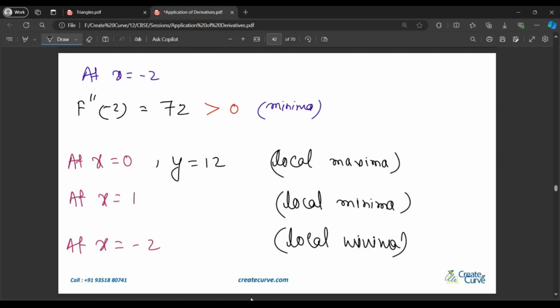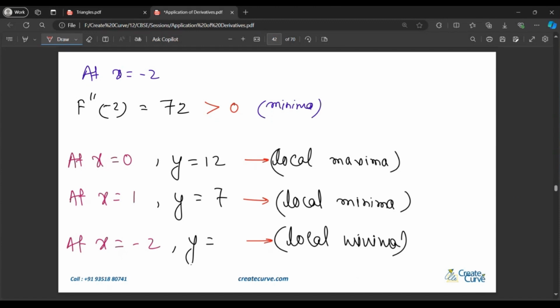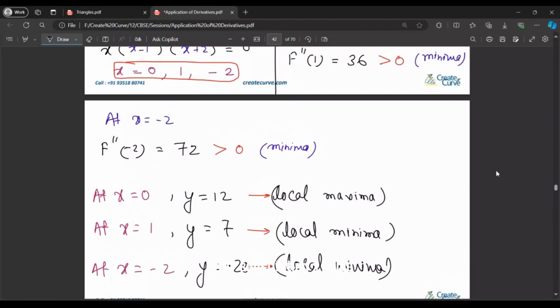Okay, what is the y value here when x is equal to 1? 7, correct. And for the final thing, x is equal to minus 2. What is the y value? Minus 20. Suppose f double dash value, after substituting the x value, is coming equal to 0, not greater than 0, not less than 0.